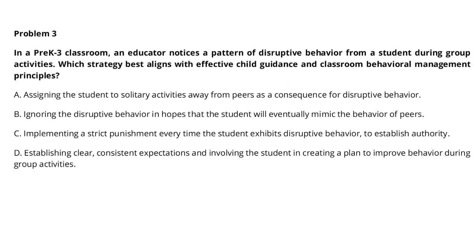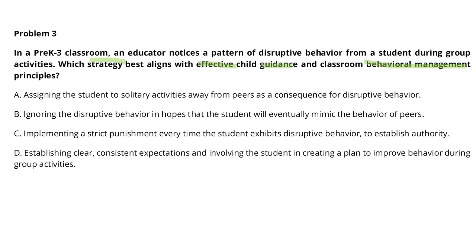In a pre-K through 3 classroom, an educator notices a pattern of disruptive behavior from a student during group activities. Which strategy best aligns with effective child guidance and classroom behavioral management principles? A says assigning the student to solitary activities away from peers as a consequence for disruptive behavior. Students this age learn more from modeling of positive behaviors, and solitude is not best practices, so this probably is not the correct answer. B says ignoring the disruptive behavior in hopes that the student will eventually mimic the behavior of peers. Well, while some ignoring of behaviors may be best practice, students this young need to be taught the correct way to behave in the classroom, so this isn't the best choice either.